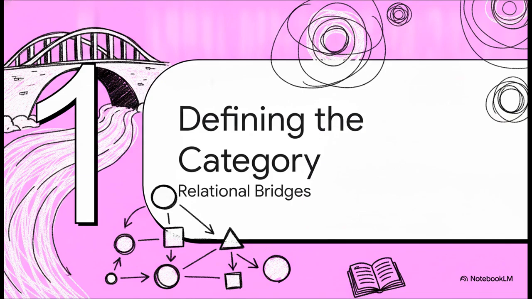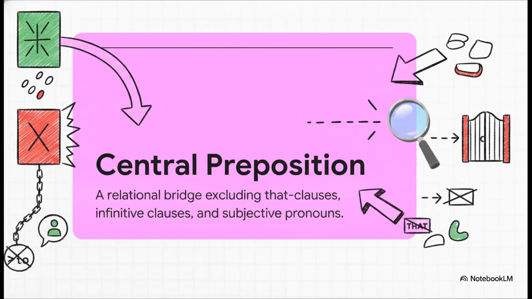All right, let's jump right into Section 1, defining the grammatical category. Specifically, looking at prepositions as relational bridges. So, what exactly is a preposition within contemporary linguistic theory? What's really fascinating about how modern scholars define the central preposition is that it's actually defined just as much by what it strictly excludes as by what it connects. It acts as a relational bridge, right? But structurally, it outright rejects certain complements.